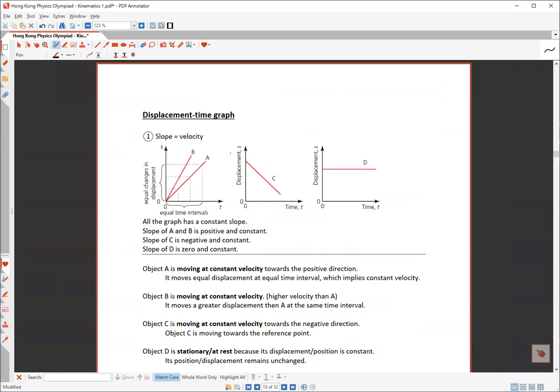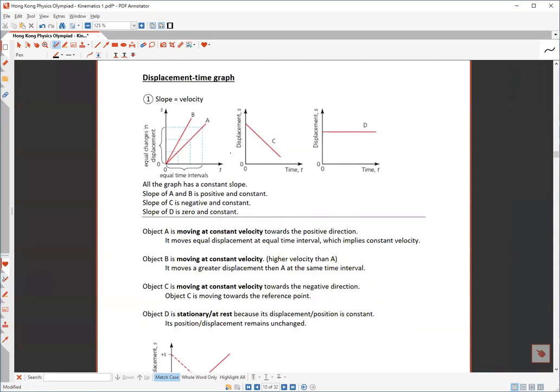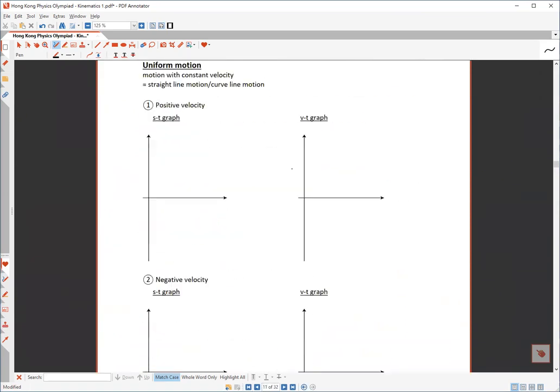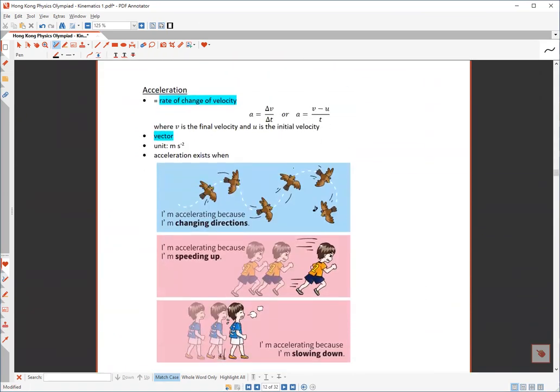It's not for GC physics. Okay, so for the graph, I hope you read it by yourself first. So let's go to the last term to describe the motion, that is the acceleration. Acceleration is defined as the rate of change of the velocity. So the a is delta v over delta t.